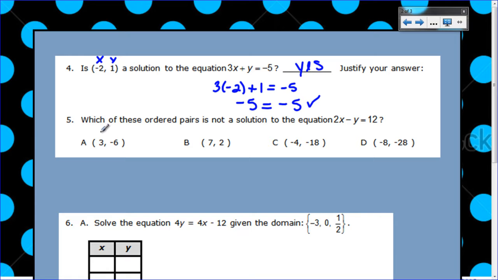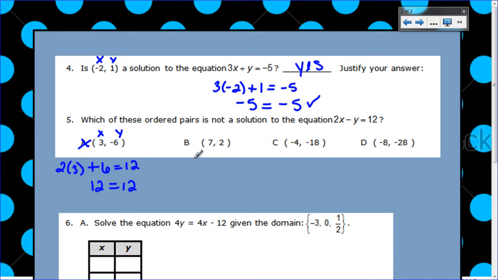So I have this first problem. First one, I have my x and my y. I'm going to plug them in. So I have 2 times 3 minus negative 6. Well, minus a negative 6 becomes plus 6. It needs to equal 12. Well, 2 times 3 is 6, plus 6 makes 12. That one is a solution, so A is not the answer.